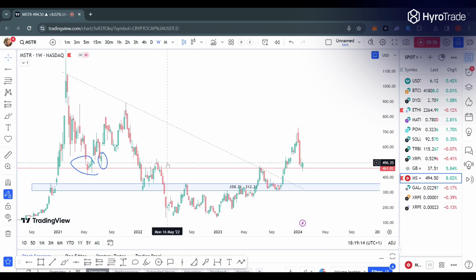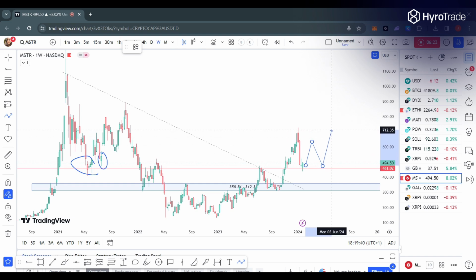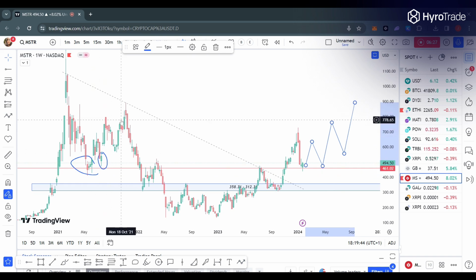So what can we expect? We can expect the same situation, the same pattern probably, that MicroStrategy will bounce now. Yeah, somewhere until this level here, and will reject again and will bounce again. So something similar to what we can see here will probably happen.